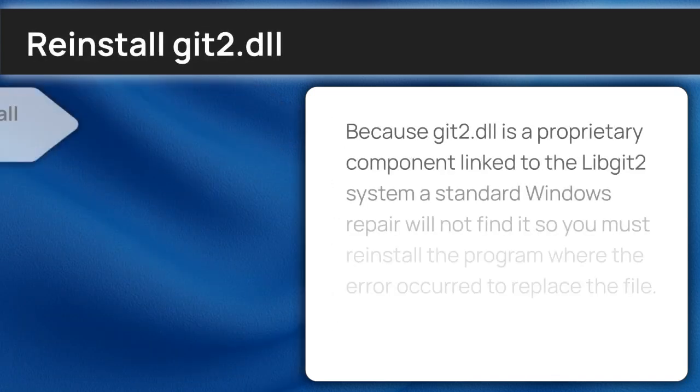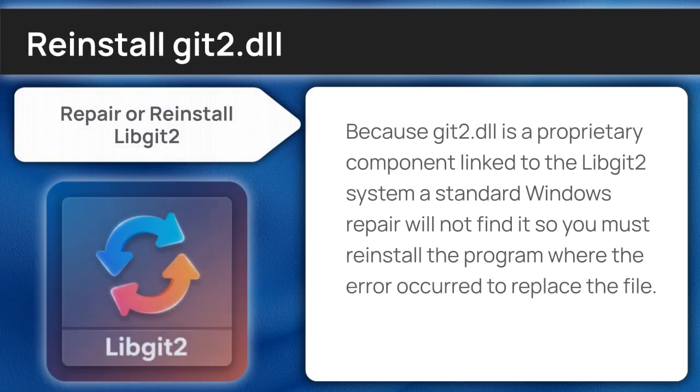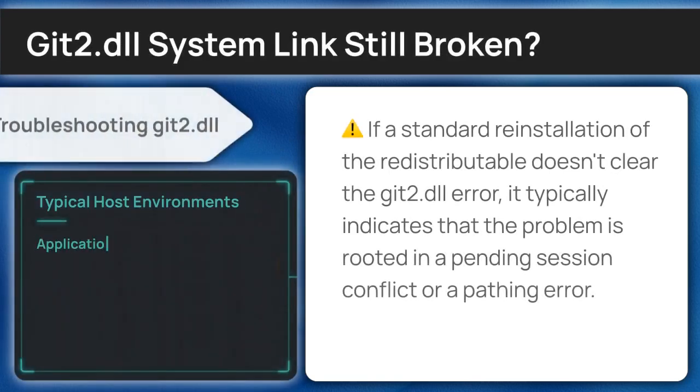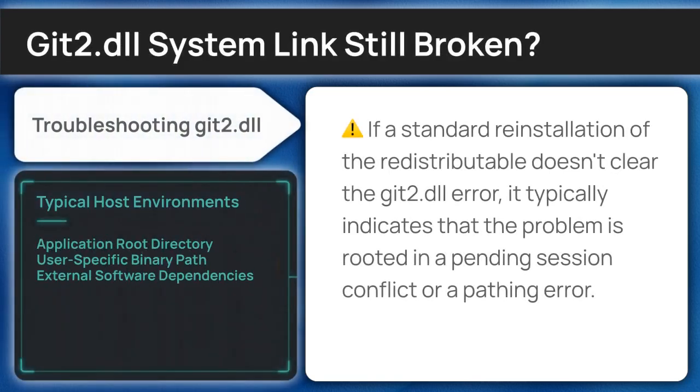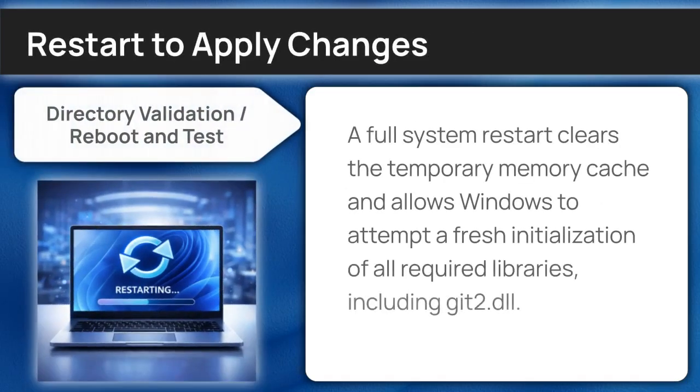Because Git2 library DLL is a proprietary component linked to the libgit2 system, a standard Windows repair will not find it, so you must reinstall the program where the error occurred to replace the file. If you're still seeing the missing file notification, we should attempt to force a synchronization between the software and the OS. A full system restart ensures that no background processes are currently locking the Git2 library file. A fresh boot allows Windows to reinitialize its library map from a clean state.